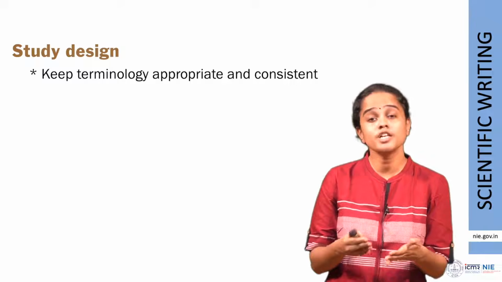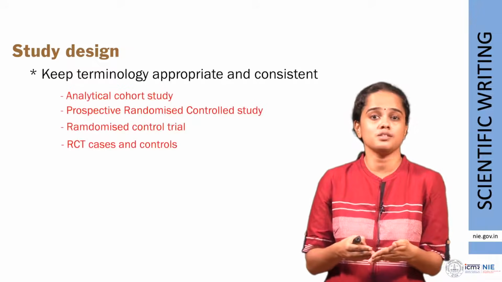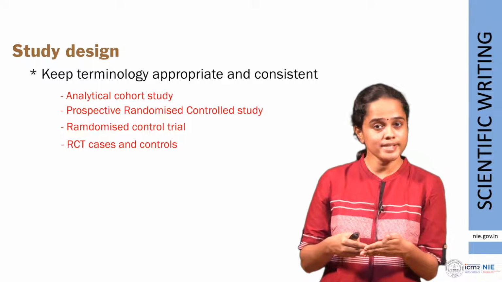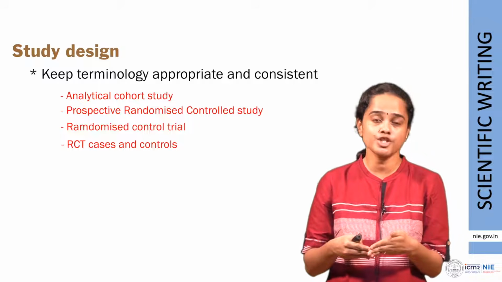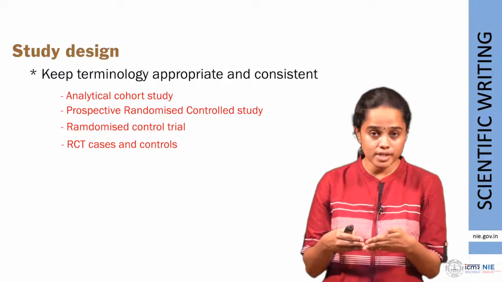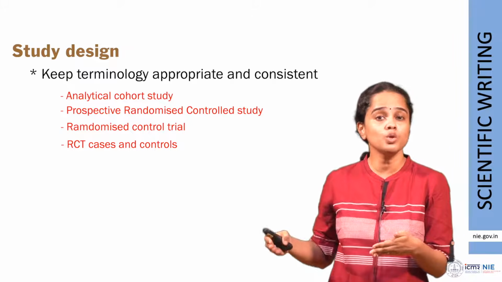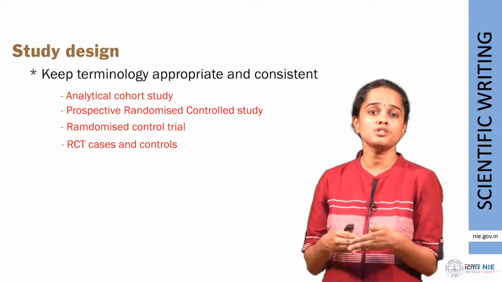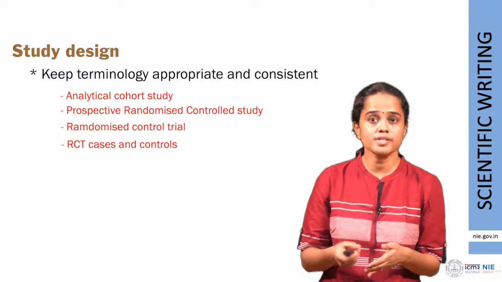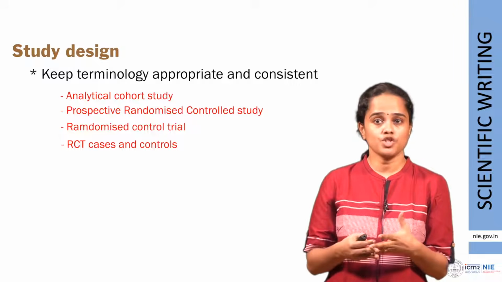For example, if you're going to tell me that you have conducted a cohort study, then I'm going to be looking for incidence measures and incidence rate ratios in your results. If you are going to tell me that you have conducted a case control study, then I am going to be looking for odds ratios and adjusted odds ratios in your results. So these are some common errors that people make in terminology.